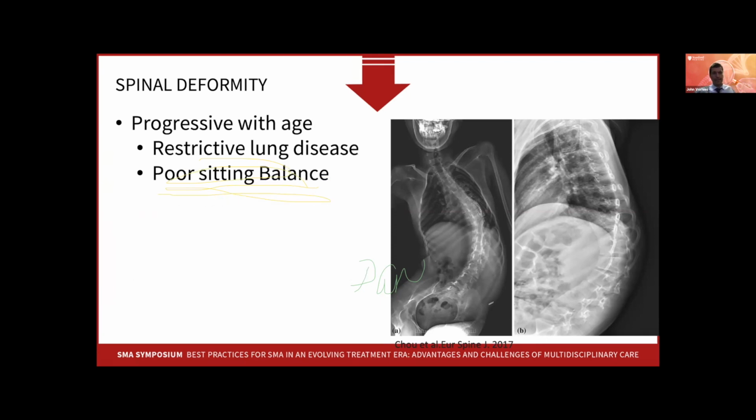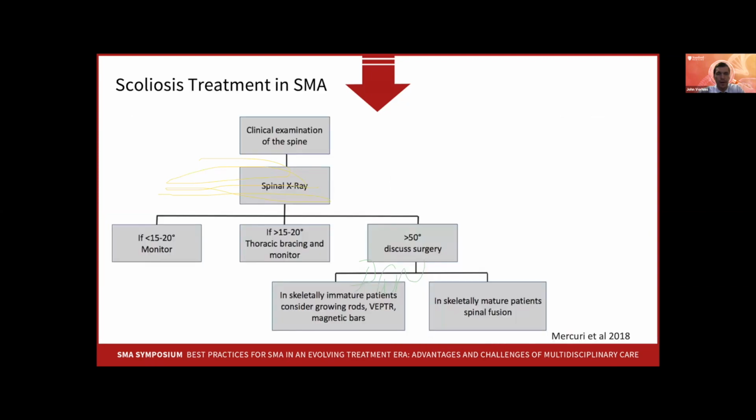So what are the consequences of progressive scoliosis? Well, we heard in the last session that gross function is affected and worsens as the curve magnitude worsens. It typically is progressive with age. It results in worsening of a restrictive lung disease picture. So these patients with high magnitude scoliosis above 50 degrees tend to have restrictions in their chest wall compliance that accompanies the chest wall deformity from scoliosis, and this affects their pulmonary function. And then as this curve progresses, the pelvic obliquity worsens, they have poor sitting balance, and this affects their quality of life. So how do we treat scoliosis in SMA?